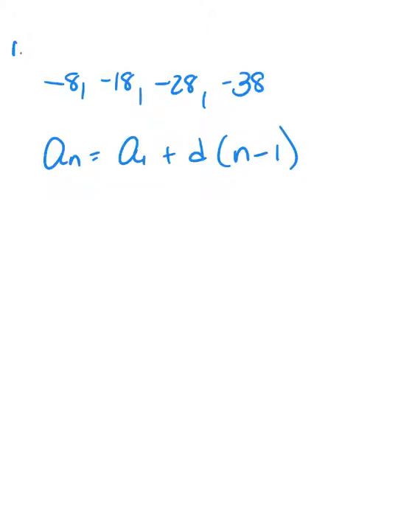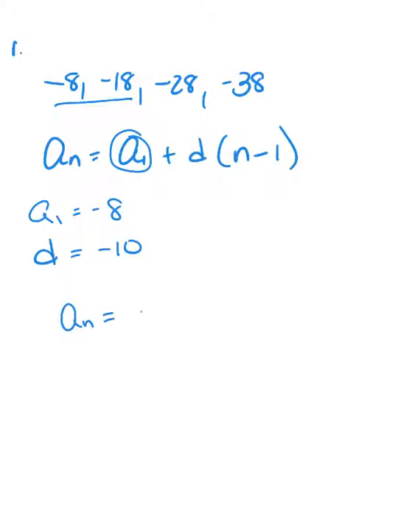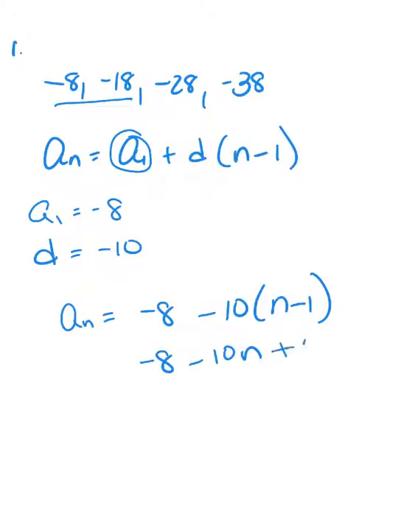Okay, so we know A1 is negative 8, and what is D? Negative 10. So all we're going to do is say AN equals negative 8 minus 10 times N minus 1, and then you clean it up. So negative 8 minus 10N plus 10, which is negative 10N plus 2. And that is the answer.